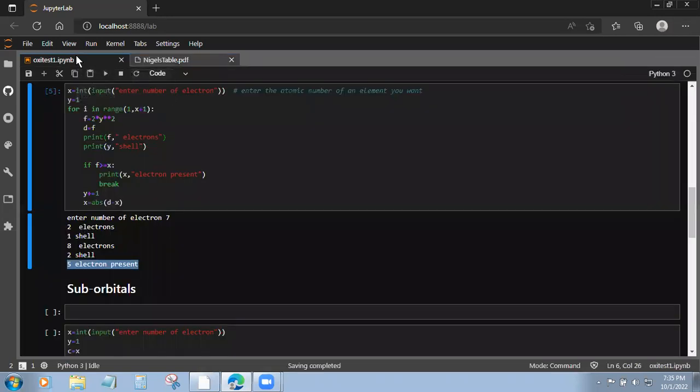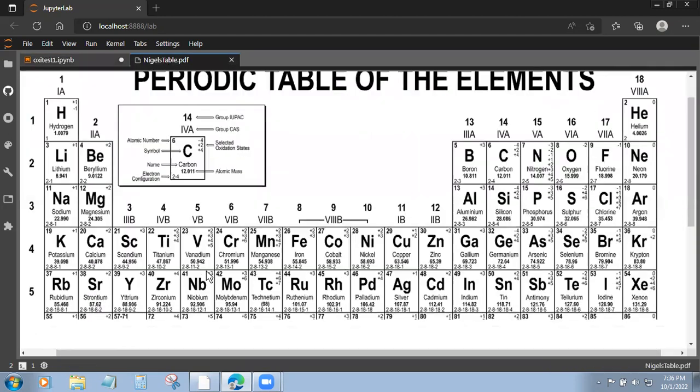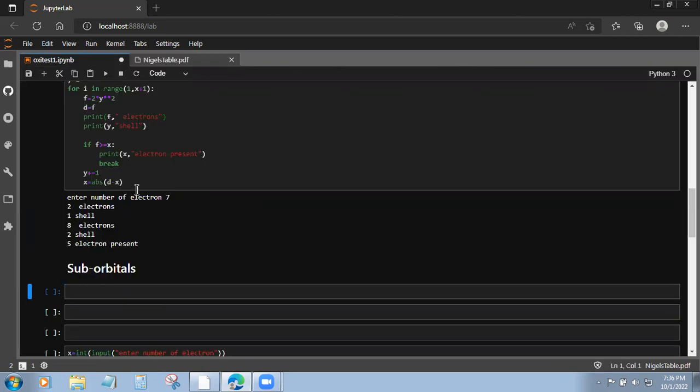We'll be back. We all know that those 5 electrons are present in the suborbitals of this second shell. What are suborbitals? There are lots of suborbitals in an atom. They are S, P, D, F. We know it from school grades.